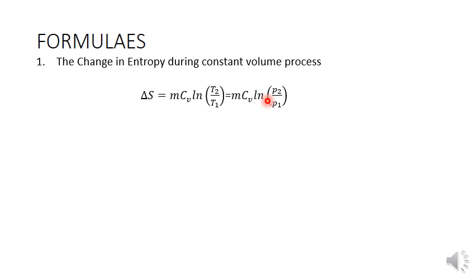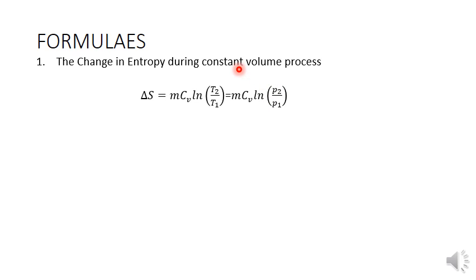The T-S diagram represents the process as a curve. The area under the curve from 1 to 2 represents the heat transfer during the constant volume process. So this is the formula. In one more question, they will ask you to write the two formulas for the change in entropy during the constant volume process.